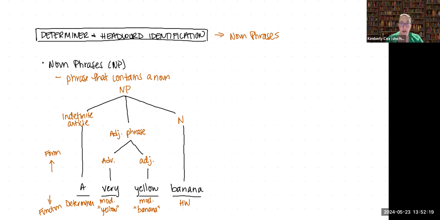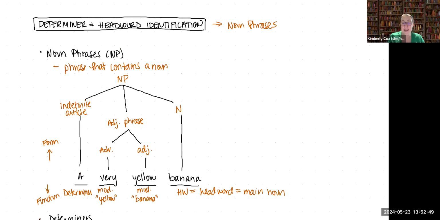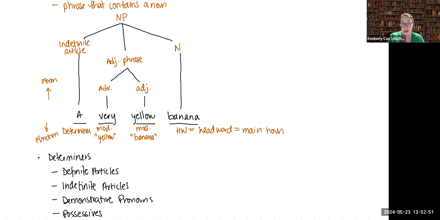So the form function tree that I'm using here just helps me keep track of all of those various forms as well as the functions in the noun phrase. So all four of these words together form the noun phrase. Banana is the noun and it's the head word. It's the main word. And I will write HW means head word, which means main noun in this case. Okay, so let's keep going. That's the baseline for noun phrases.